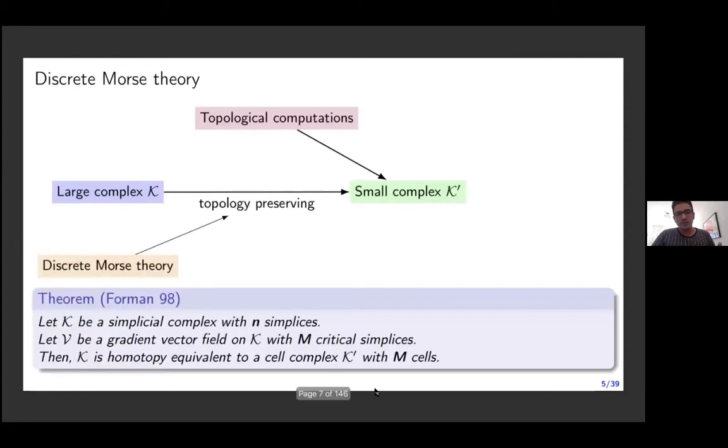Now, discrete Morse theory offers one way to do this, and this is via a theorem by Forman, which says the following. If, let's say, you start with a large complex K with n simplices, and suppose you have a gradient vector field with just m critical simplices, then this large complex K is homotopy equivalent to a small complex with just m simplices. So in the case when n is large and m is small, you have the situation as above.